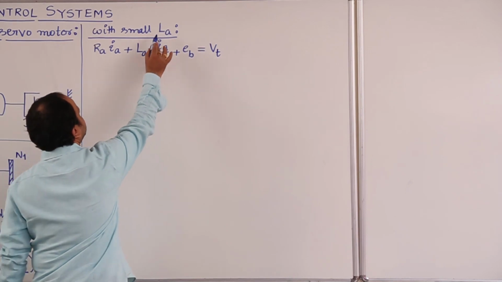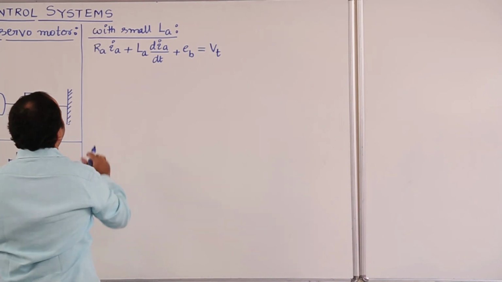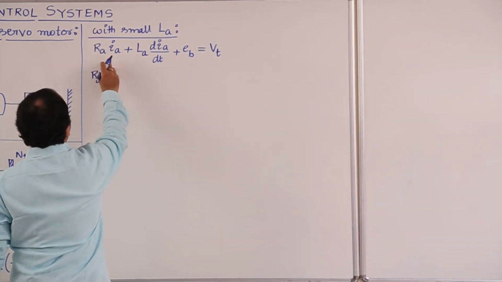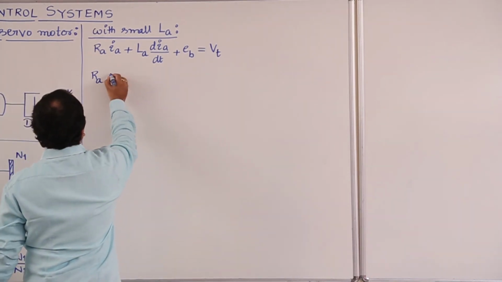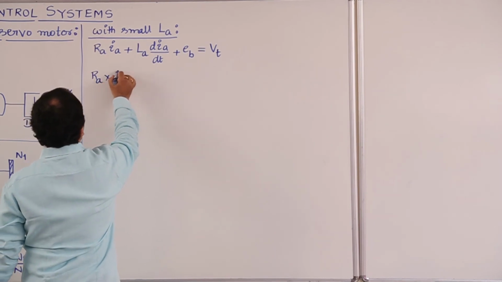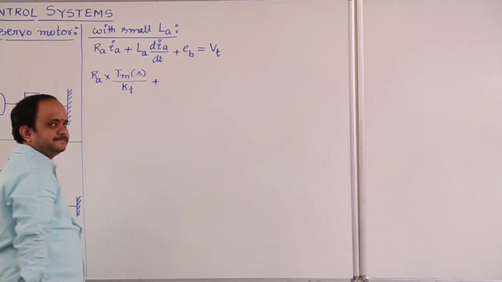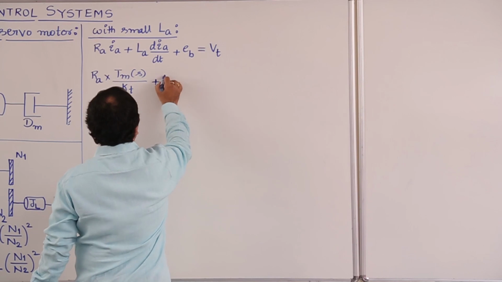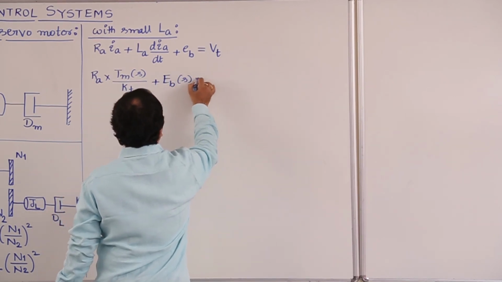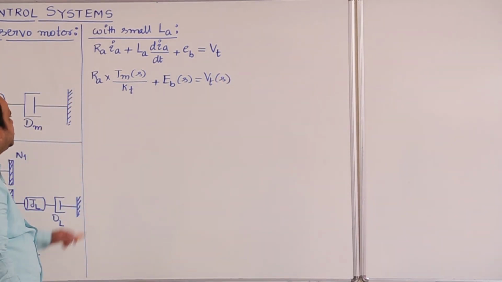Now when we assume this La is very small, let me write the Laplace transform directly. Ra into Ia of S. Earlier, in place of Ia of S, we can write Tm of S divided by Kt, plus the La term, anyhow it is neglected, plus Eb of S is equal to Vt of S. This is the equation we have.